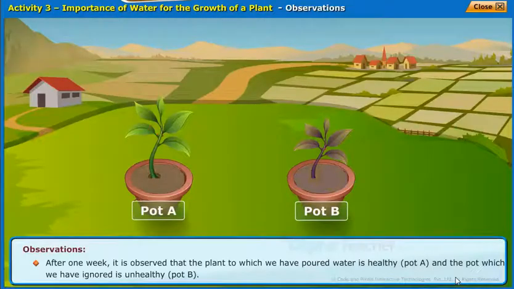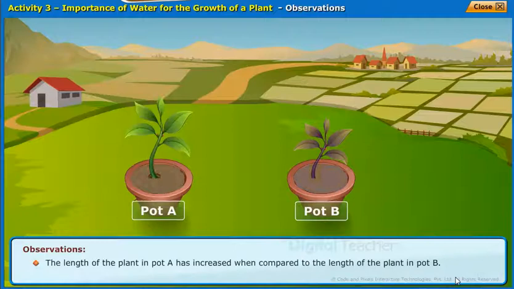After 1 week, it is observed that the plant to which we have poured water, pot A, is healthy, and the pot which we have ignored, pot B, is unhealthy. The length of the plant in pot A has increased when compared to the length of the plant in pot B.